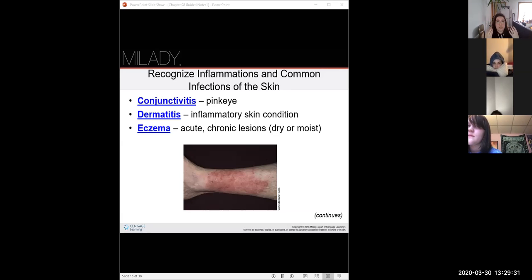And obviously not touch your eyes. And I think what this whole COVID-19 thing has taught us is wash your hands and don't touch your face. There you go. Dermatitis is an inflammatory skin condition.